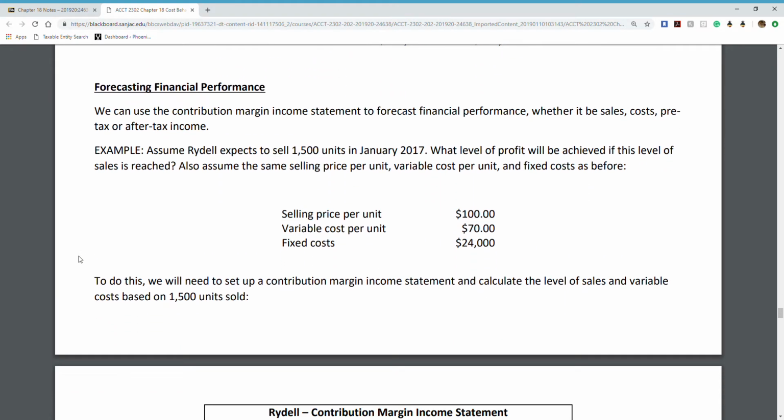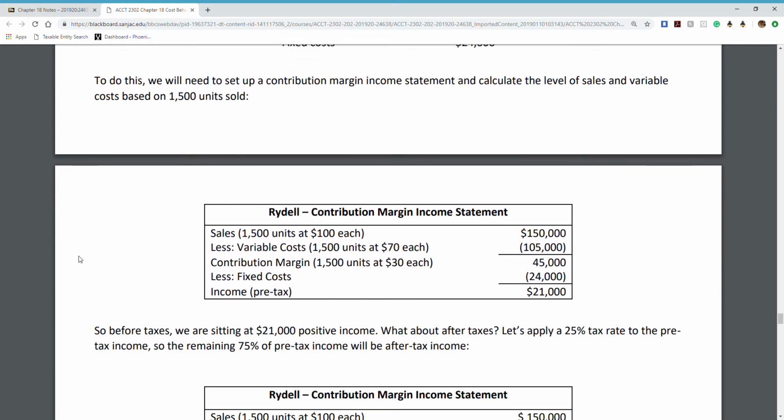So this allows us to forecast a little bit of financial performance. We're going to use a contribution margin income statement to help forecast this, whether it be sales, costs, pre-tax or after-tax income. First, we're bringing back Rydell, and we expect them to sell 1,500 units in January. Then we want to know what level of profit will be achieved if this level of sales is reached. Assume that everything's still the same as before, and we're going to take our income statement.